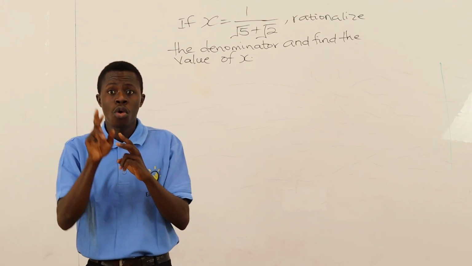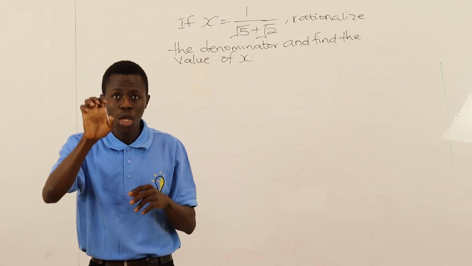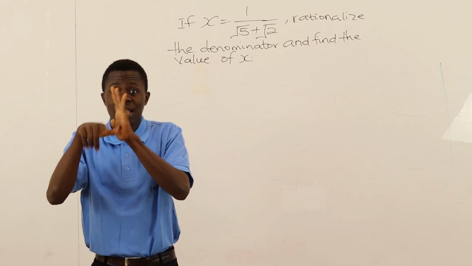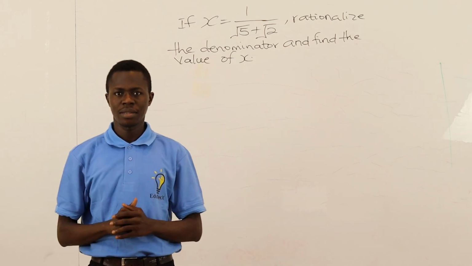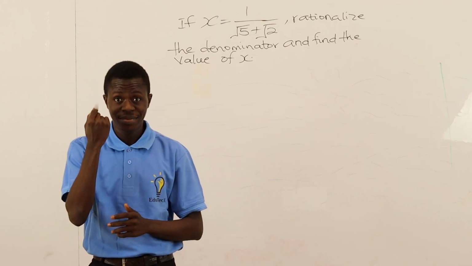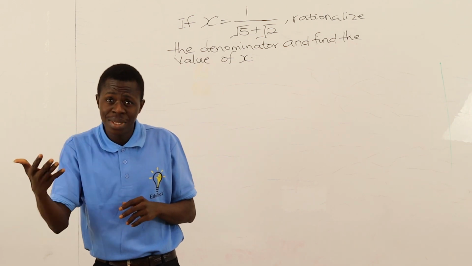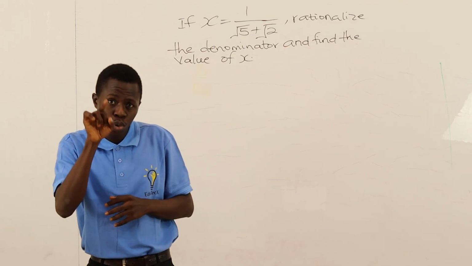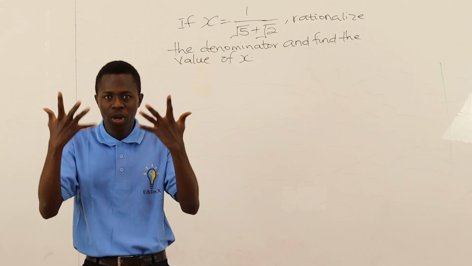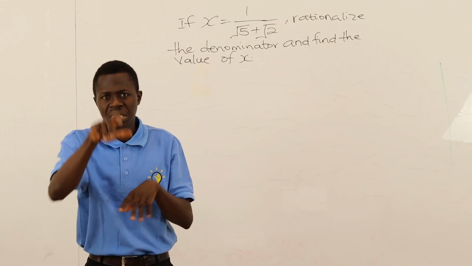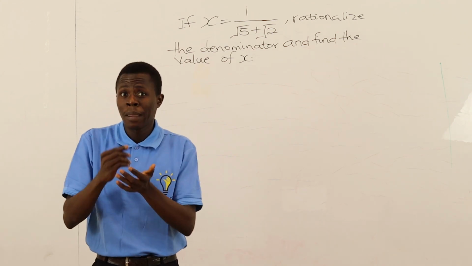So, you first of all rationalize the expression. Then after that, you find the value of x. Right? Okay. So, it's the same thing that we did in the previous lesson. So you rationalize the expression, and the answer that you get will be the value of x. Do you get it?